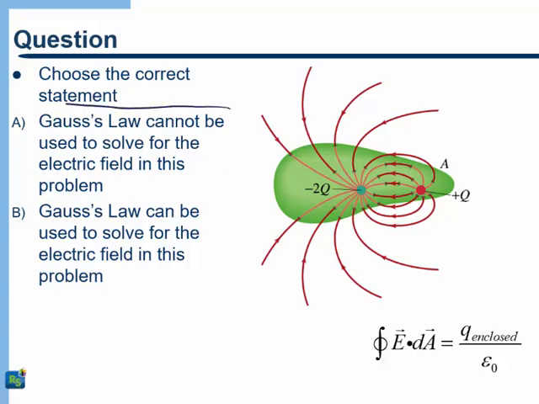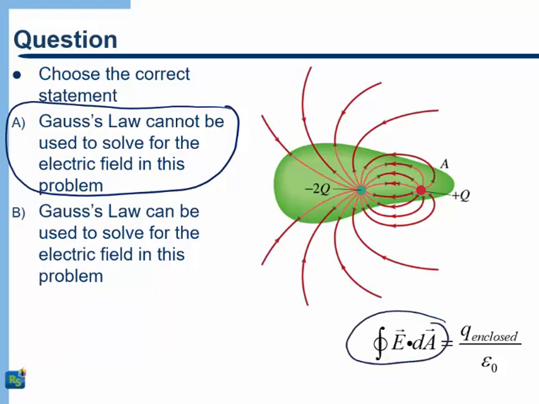The correct answer is A. Gauss's law cannot be used to solve for this problem. Here's the issue. Remember, to be able to solve with Gauss's law, we have to be able to get rid of this integral. The only way we can get rid of that integral is if the electric field is constant over the area of the surface we picked. Notice the electric field is not at all constant over this surface. In fact, here the electric field is going in, but over here it's coming out.